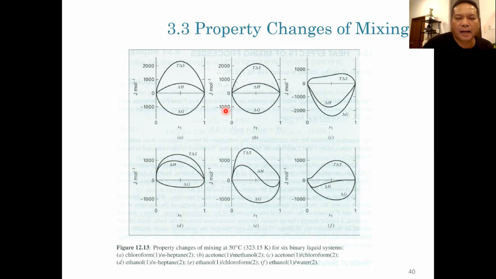And delta S is always positive. Why is delta S always positive? Because entropy is always generated when you do mixing. That is the second law of thermodynamics. Entropy cannot be negative; it needs to be positive because of the mixing.